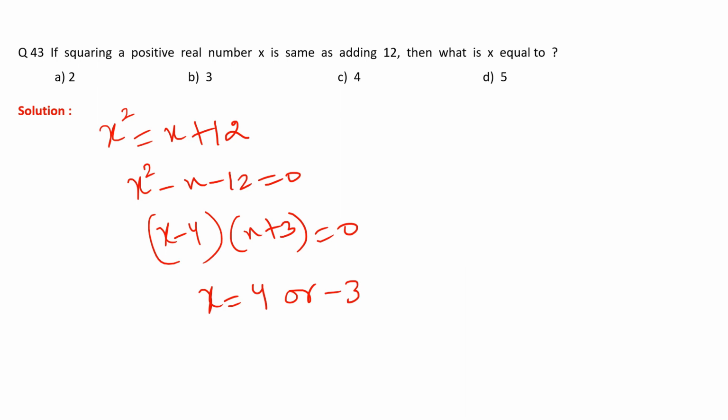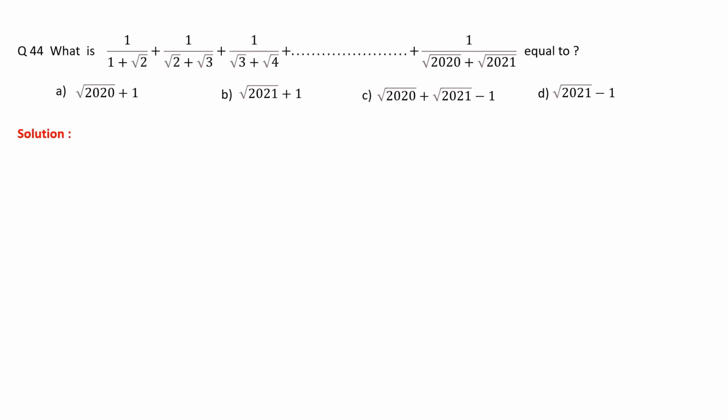But since x is given to be a positive real number, therefore the value of x will be 4 only. Minus 3 will be rejected. So hence C option is the correct one. Now we move to the next question. Now students, this is another problem on surds.